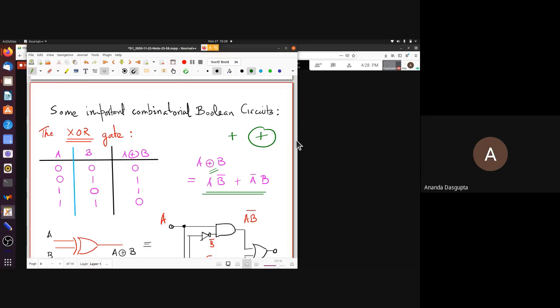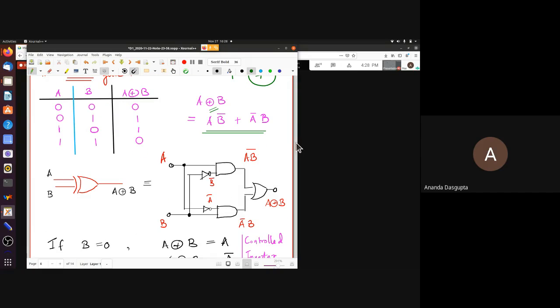Now there is such an important circuit that it actually has a symbol of its own. The symbol looks like an OR gate symbol, except that there's an additional curved line at the end, and that's the XOR symbol. And you can easily make it using NOT gates and AND gates and OR gates. That's pretty easy to do.